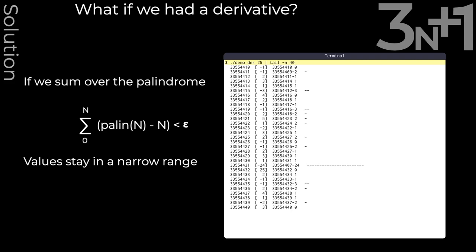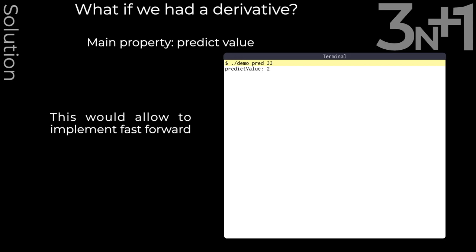The question is, what is this good for? Well, if we use the number as an index within the palindrome, we can then use the value to predict the number of the first few steps. In other words, we have local information how to get from one value to the next, just as with the true derivative. And, as we have just seen, just as with a true derivative, we can sum over all the steps.